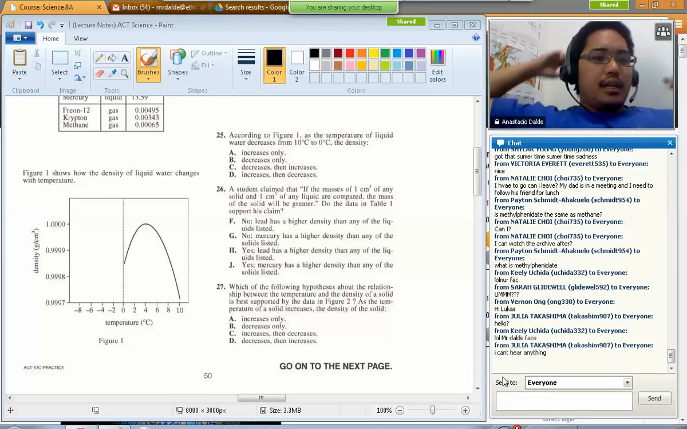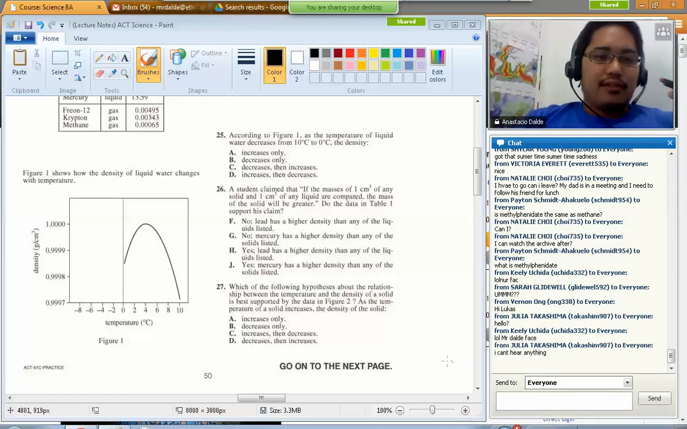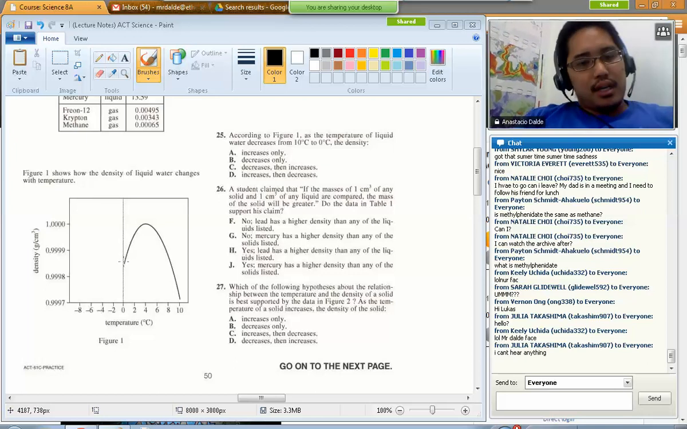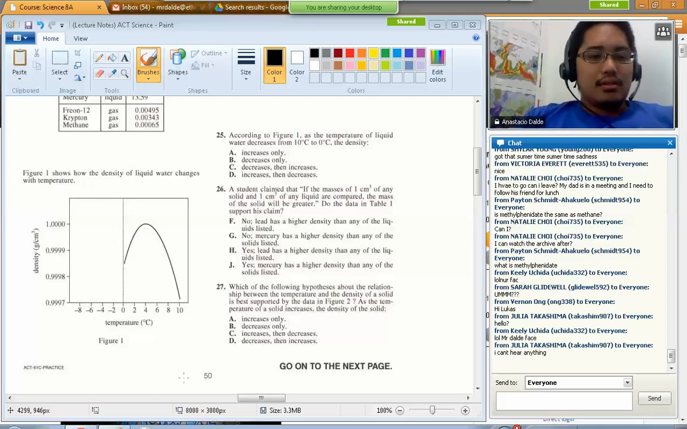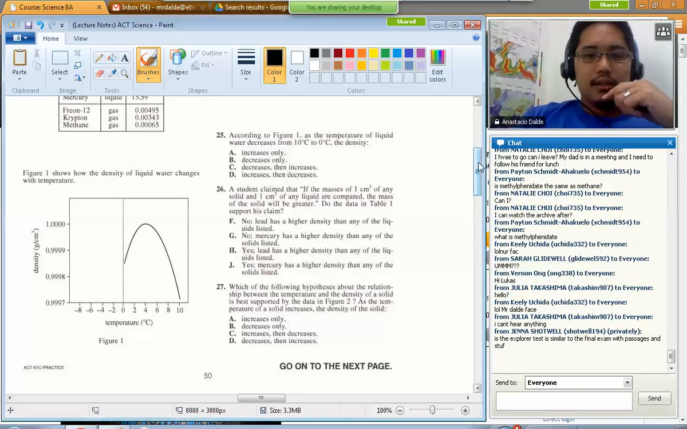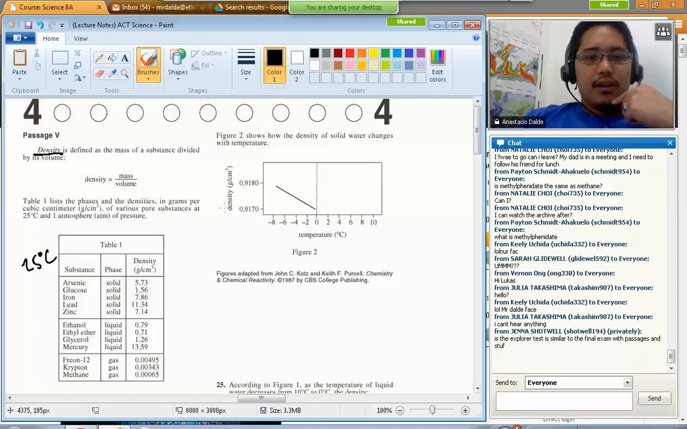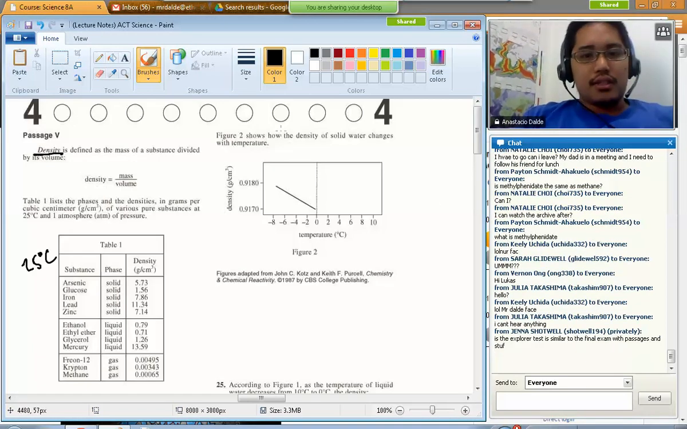Alright, so figure 1 shows the density of liquid water as it changes with temperature. So check out the liquid water. It actually gets denser as you go from 0 degrees Celsius, and then as you go up higher, it gets less dense. That's interesting. Alright, and then figure 2 shows the density for solid water.